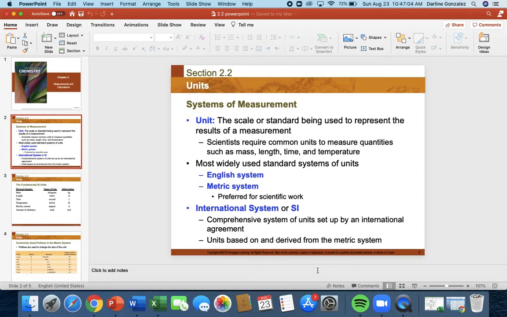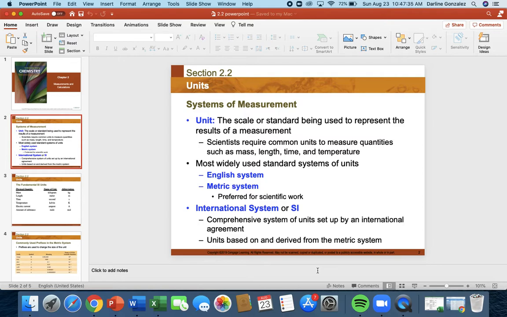Scientists require common units, especially for things like mass, length, time, and temperature. There are two main systems that we use in the world. One of them is known as the English system, and the other is known as the metric system. That is the system that we're going to be working with the most in science, because it is kind of a universal system for all scientists around the world.